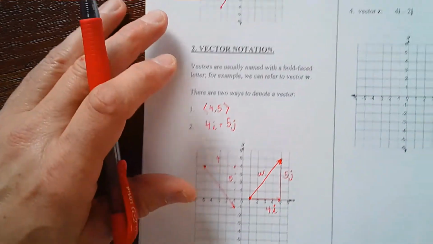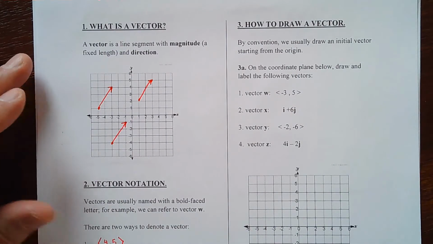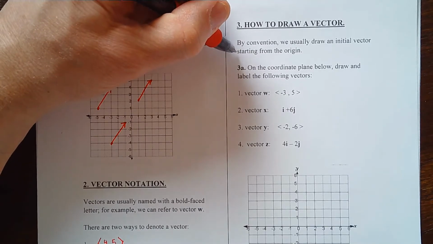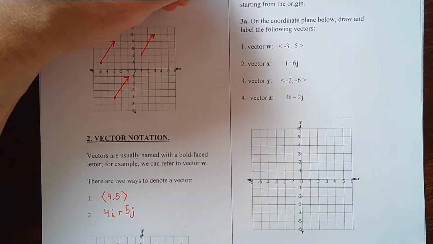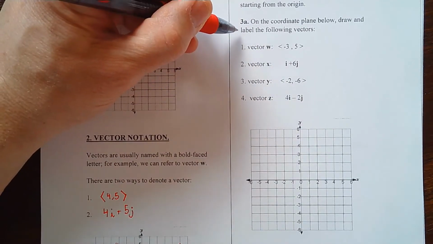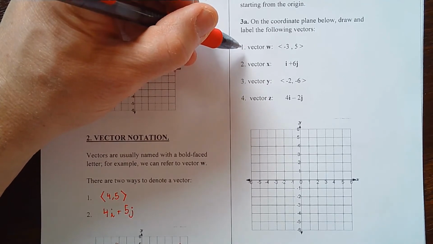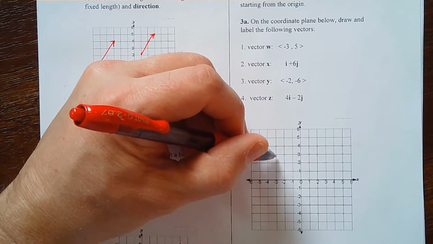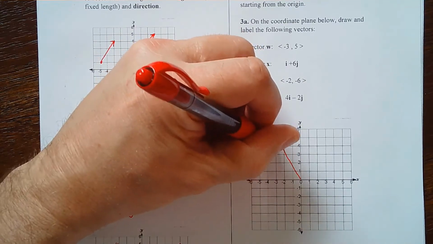All right, let's move on to section 3 and let's let you draw some vectors. How fun. Now, by convention, we usually draw an initial vector starting from the origin. So let's look at this problem here, 3A. On the coordinate plane below, draw and label the following vectors. So first is vector W. I'm going to do that first. Negative 3, 5, and I'm going to start from the origin. So I count negative 3 and then up 5. And I do that, and I'm just going to label it with a W.